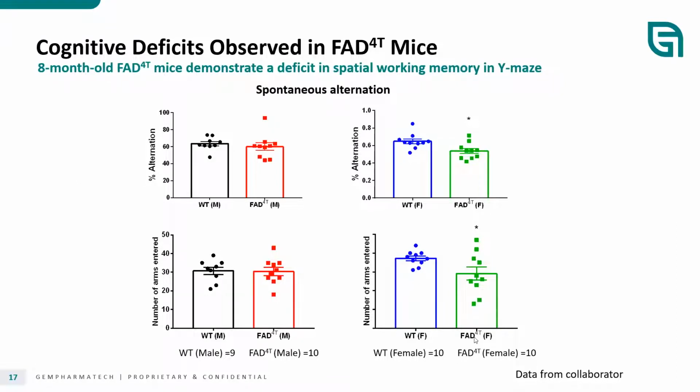As shown in the learning sessions, the female and male mice displayed significantly longer latency, indicating the FAD4T mice were impaired in their spatial learning capacity. In the probe test, the number of platform crossings was decreased significantly in the female FAD4T mice. These results indicate 5-month-old FAD4T mice have spatial learning and memory impairment.